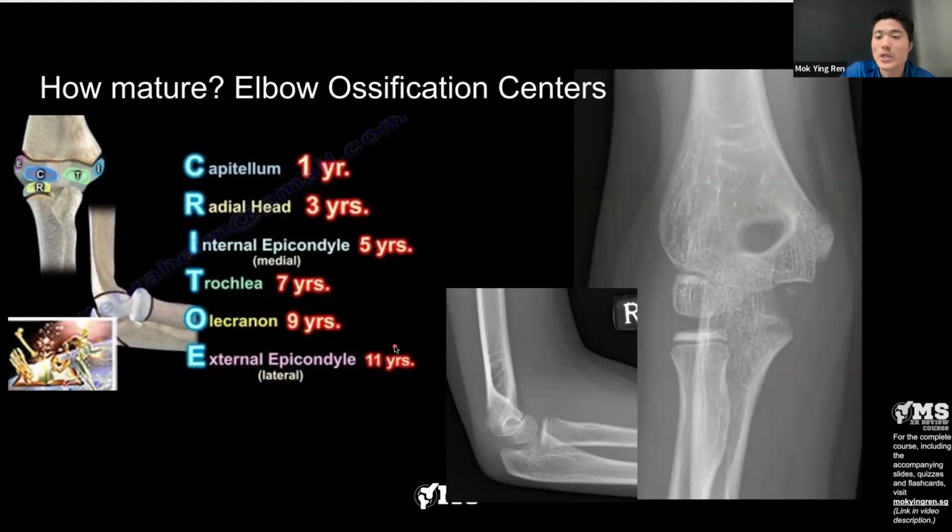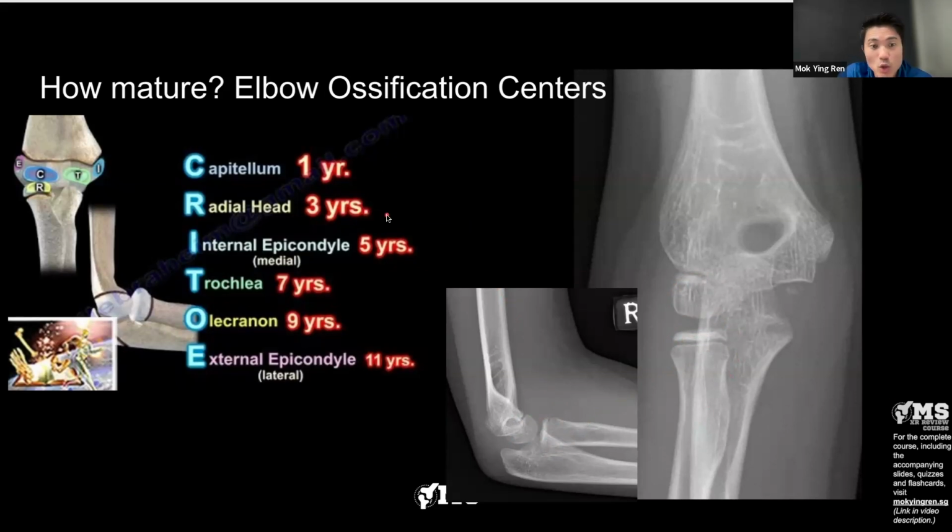So how can we use this knowledge to guess the skeletal age of the patient? Looking at this x-ray, what we can see is the capitellum is present. I can also see the radial head for sure. Same on the lateral view. So they are minimally at least 1, 3. All right, more than 3 years old for sure.